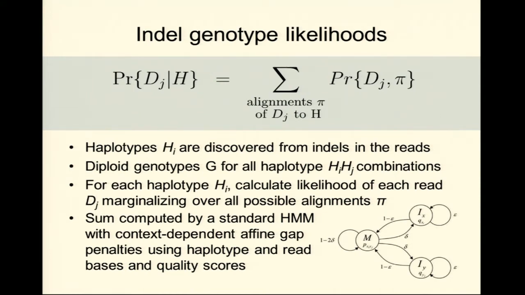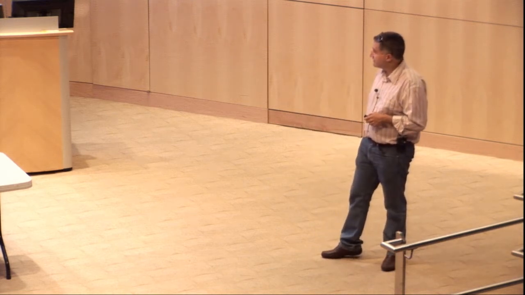The indel genotype likelihoods are a little bit more complicated. Basically, what Unified Genotyper does is that it's restricted to the indels or the gaps present on the reads. If you recall from yesterday, the cigar string was the part in the BAM that described the alignment of a read to a reference. So Unified Genotyper relies on those gaps, the insertions or the deletions produced by the alignment process, to actually discover candidate haplotypes or candidate alleles for the indels.